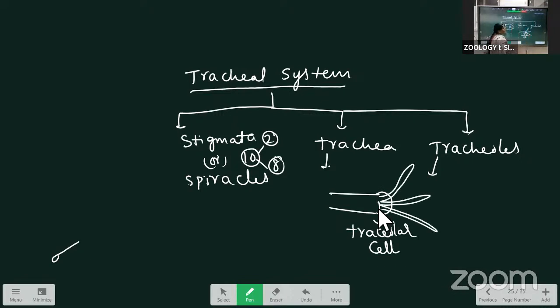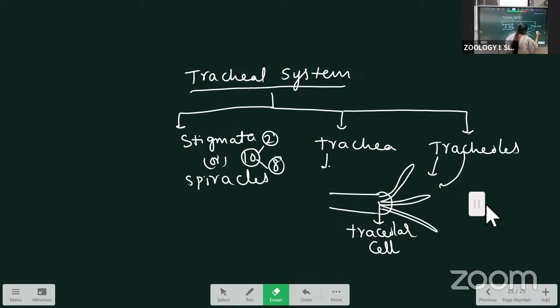Small branches arise. These branches we call tracheoles. The trachea ends with the tracheolar cell. From the tracheolar cell, a number of branches arise. These branches we call tracheoles. Clear? What is the structural difference between the trachea and tracheoles?